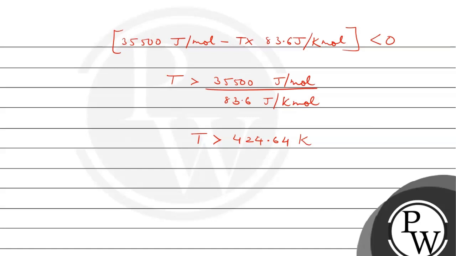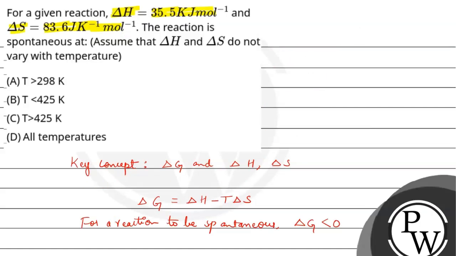Kelvin. So the condition, the reaction is spontaneous when T is greater than this value. So the nearest value in the question is 425 Kelvin. So if we round it off, it will be 425 Kelvin only. Therefore, based on this, we can clearly say that option C, where temperature is greater than 425 Kelvin, is the correct answer for this question.